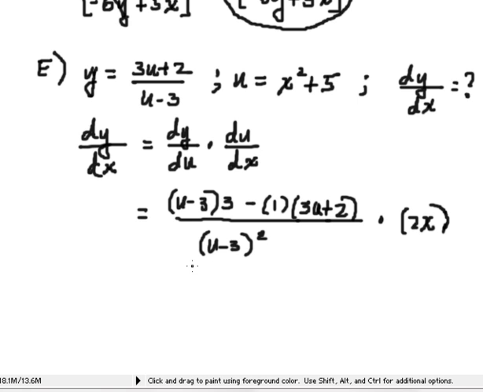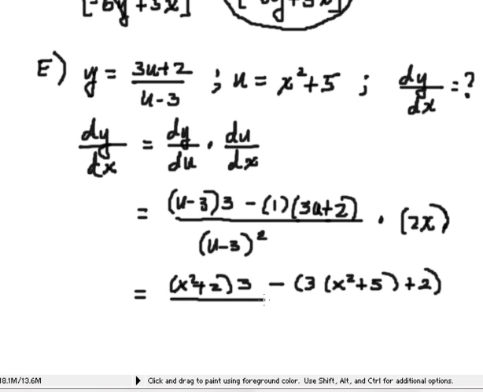So this really is the derivative, and you could finish here, but if you want, you could substitute, instead of u, the x^2 + 5. If you do that, u - 3 is x^2 + 5 - 3, which becomes x^2 + 2. And 3u + 2, I'll just plug in the x^2 + 5, that's 3(x^2 + 5) + 2. And in the denominator we have u - 3, again, that's x^2 + 5 - 3, that's x^2 + 2, and that's squared. And then we have this 2x on the right. Let's not forget about that. And that's it. And we're done.